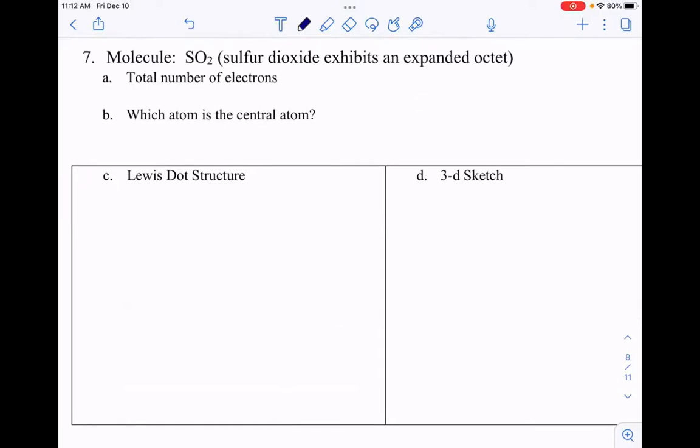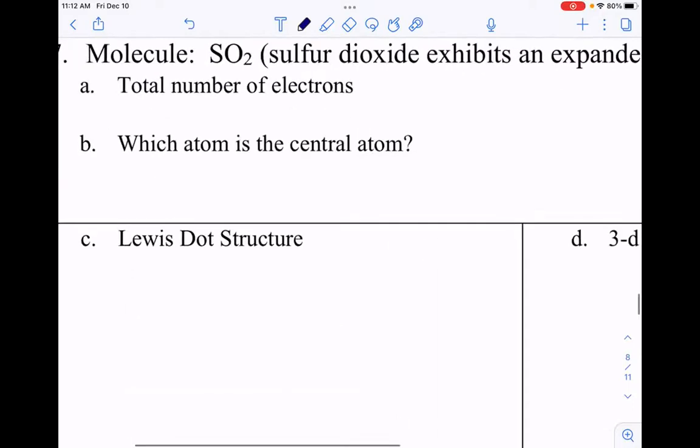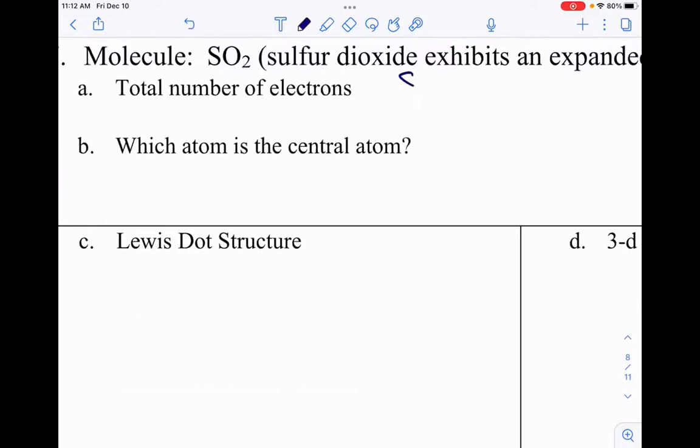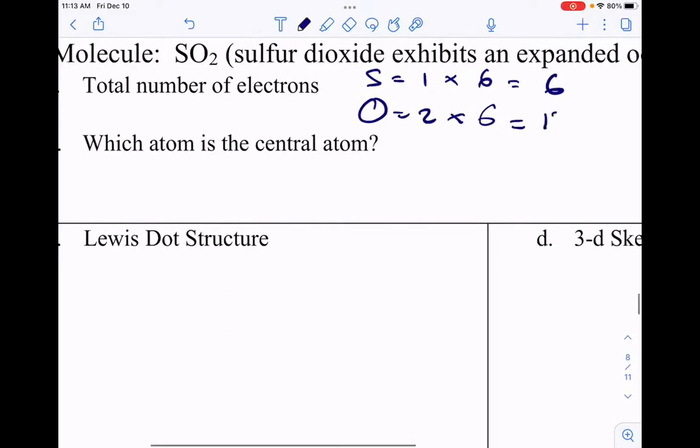Okay, let's take a look at the next example, SO2, sulfur dioxide. Same situation here, same process. We list out sulfur and oxygen: we have 1 sulfur, 2 oxygens. What's the group number of both sulfur and oxygen? 6. So we have 6, and then 6 times 2 is 12. The total would be 18, so you have 18 valence electrons to place.